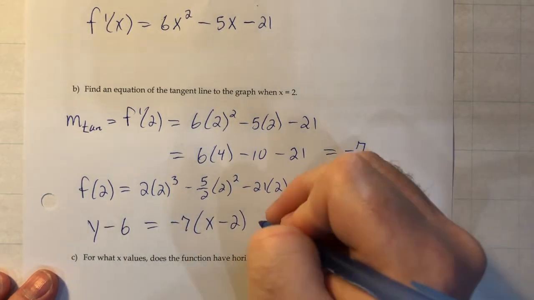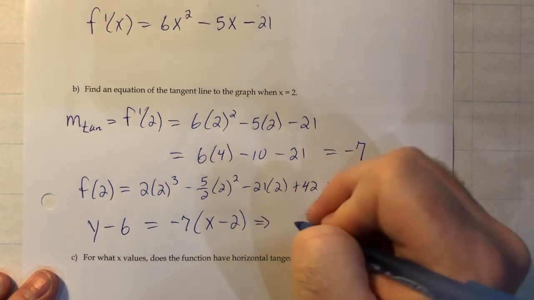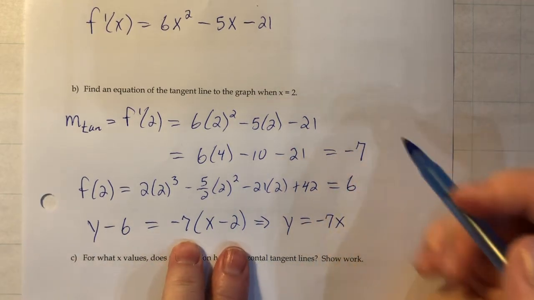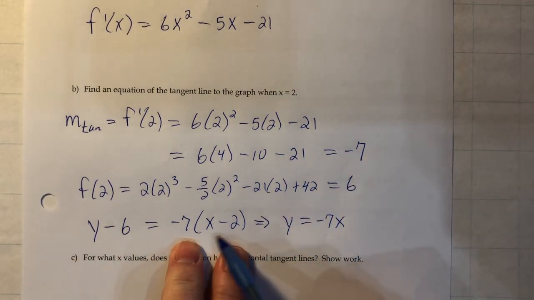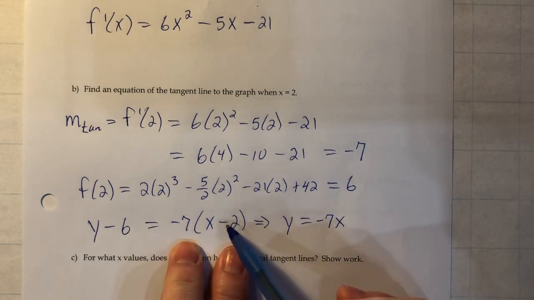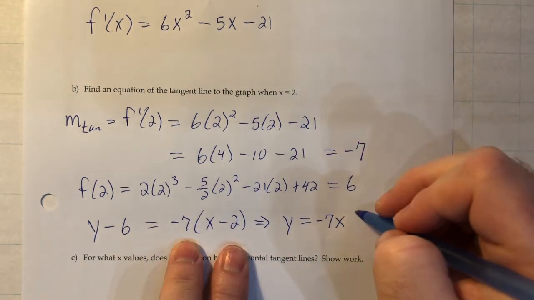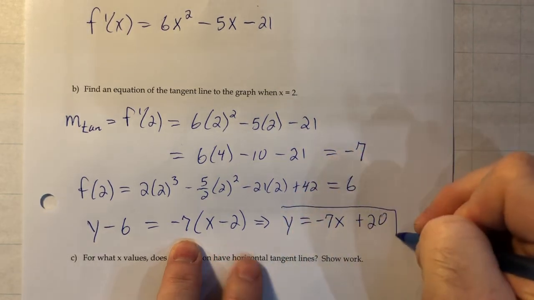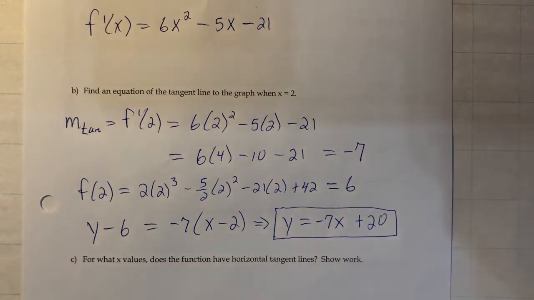We could box that if we want. To go to slope-intercept form, we get y equals negative 7x plus 14, and then add 6 to both sides. So that would make that plus 14 plus 6, so plus 20. So there's the slope-intercept form of the equation of that tangent line.